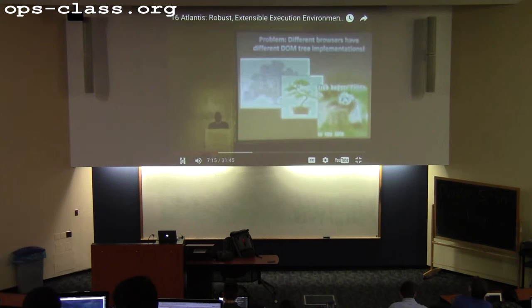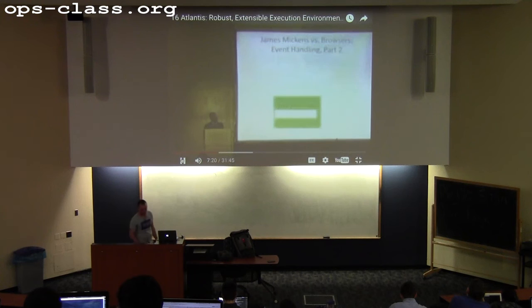So, James Mickens of browsers, part two. Let's say I have a text box in the web browser, and I just want to enter my name in the text box. Sounds pretty simple, right? So I'm going to take my mouse and click on that text box, and generate what's called a focus event. Okay? I'm going to type my name into that text box, then I'm going to take my mouse and move somewhere else. That generates a blur event, or at least it should.